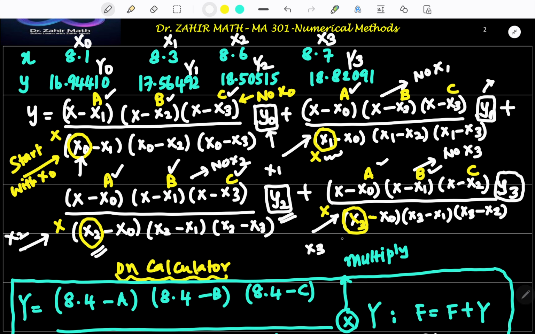What is your capital X? Your capital X is X3. So where is X3? 8.7. Press equal. What is your capital Y, which is Y3? Y3 is 18.82091. Press equal. Don't touch the value F.